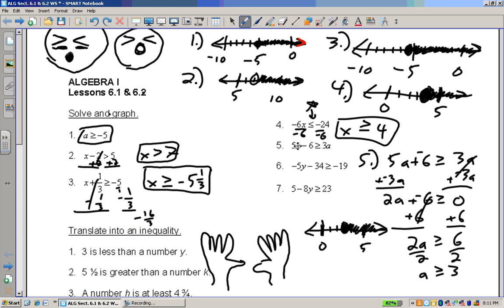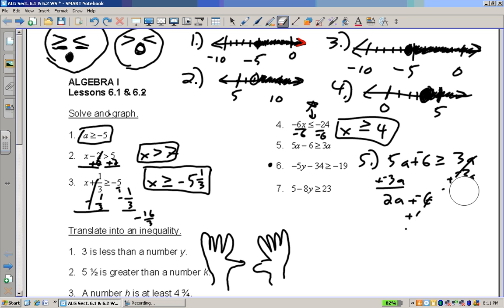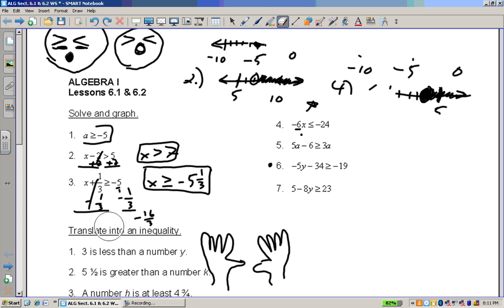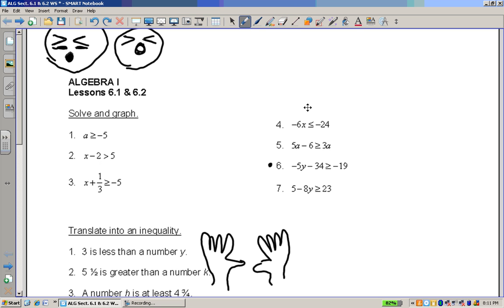Let's go ahead and clear the screen. We're on number 6. Okay, so number 6. We have negative 5y minus 34 is greater than or equal to negative 19. We want to solve for y, so first distribute, nope. Then combine all of your like terms, no.